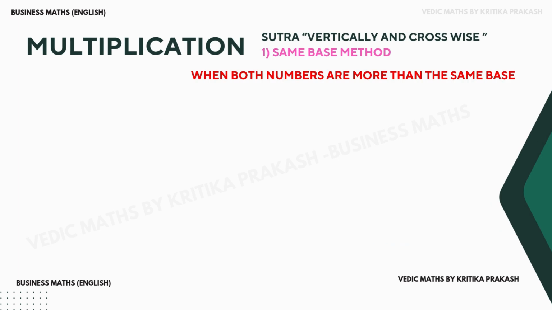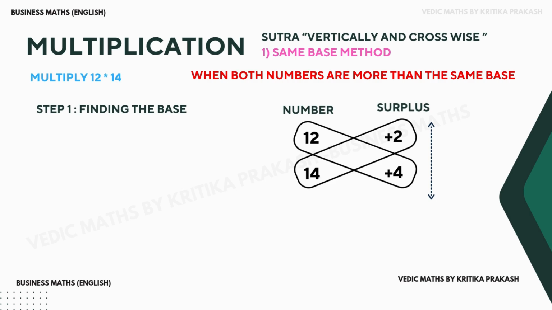Now let's understand the calculation where both the numbers are more than the same base. We have a question where we need to multiply the values 12 into 14. Again, we would be finding the base. Here, considering the base of 10, we know both the values are more than 10. So here we have the surplus value. We would be writing the number on the left side and the surplus on the right side. So we would be cross adding both the values together. We would be adding 12 plus 4, which would give us 16, and 14 plus 2, which would give us 16. This would go on the left hand side.